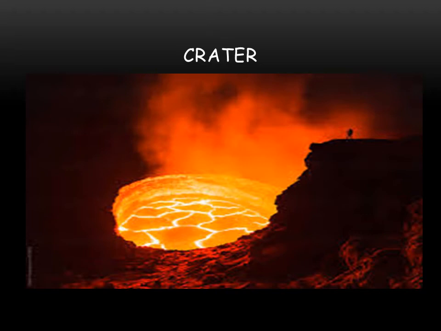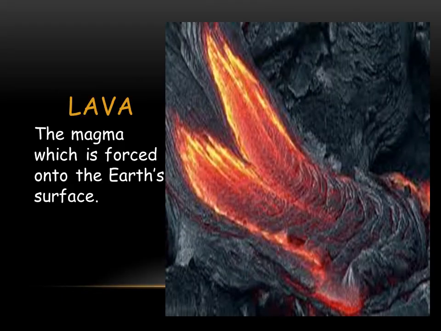The next part is crater. And you know what crater is? This is an approximately circular type of depression in the surface of the earth. And this is the top of the pipe through which magma is forced onto the earth's surface. So the next part is lava. And you know that the magma which is forced onto the earth's surface is called lava. This is the molten rock that has been expelled from the mantle.